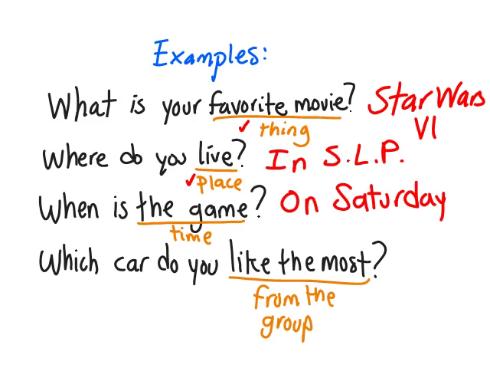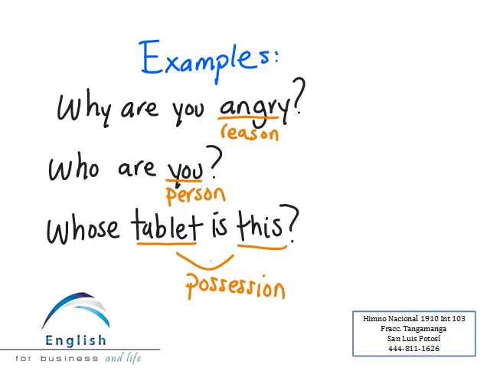The way we answer is like that one, and you point to the car you want to get or you like the most. More examples. Why are you angry? When we ask this, we want to know the reason the person, in this case you, are angry. What is the cause?